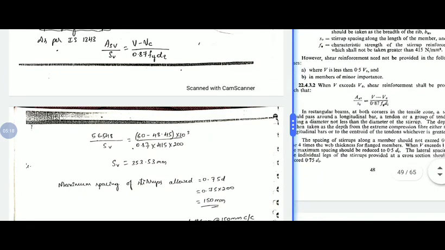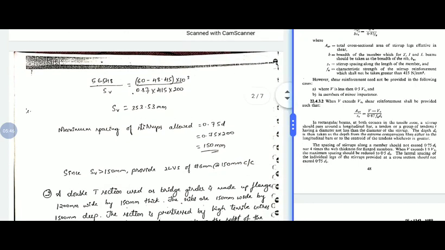But there should be certain limitations to the spacing. For that, if you go to the last paragraph in page number 48, it is given that the spacing of the stirrups along the member should not exceed 0.75 dt. That means your spacing should be restricted to 0.75 times the effective depth. So 0.75 into effective depth 200 gives 150 mm. By comparing these two values, we need to consider SV equals 150 mm and provide two-legged vertical stirrups of 6 mm diameter at 150 mm center to center. This is about the shear reinforcement we need to provide in the section.